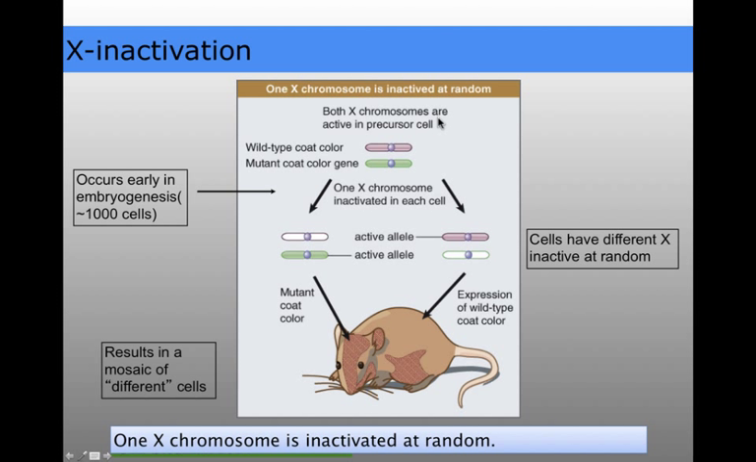So if you look at mice, it's just a different way of looking at this. Again, it's a coat color gene. The reason people like to use coat color genes is because A, they're on the X chromosome, and B, they're really easy to notice in the adult animal. So here, both X chromosomes present and active in a precursor cell. One gets inactivated in each cell. So if you have a mutant coat color here and a wild type coat color here, you'll end up with a mosaic of the two different kinds of cells.